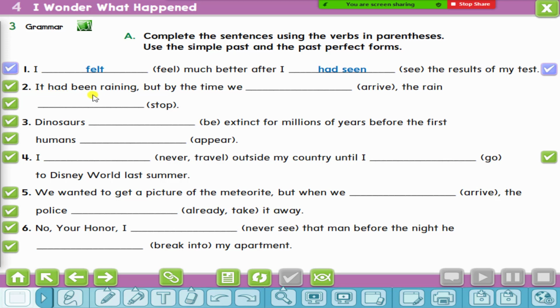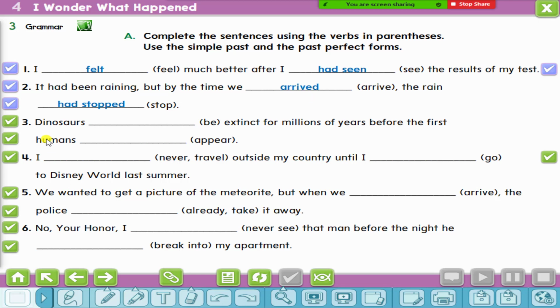It had been raining, but by the time we arrived, the rain had stopped. Had stopped. Very good, Muhammad. Because had stopped, the rain had stopped. This is the first action. Okay, and after the rain had stopped, we arrived.